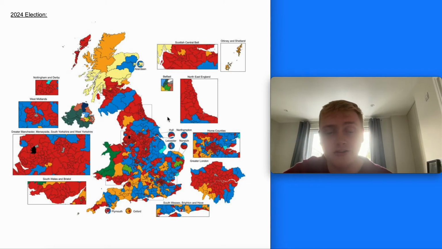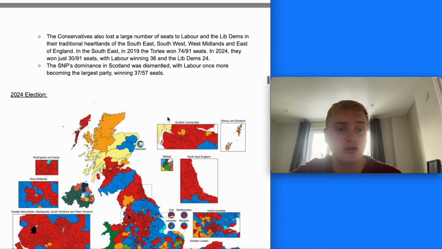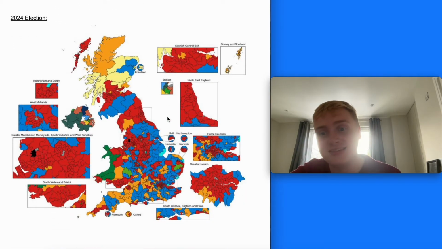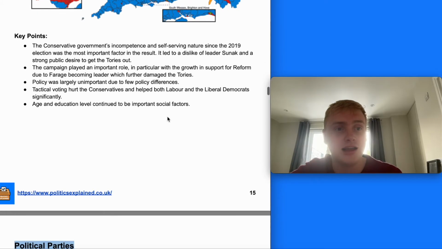It was kind of a swing of unprecedented proportions from a Tory landslide in 2019 to a Labour landslide in 2024. And this is really not something you see, this scale of change in electoral geography from one election to the next. You just don't see it. So it's a hugely significant election.